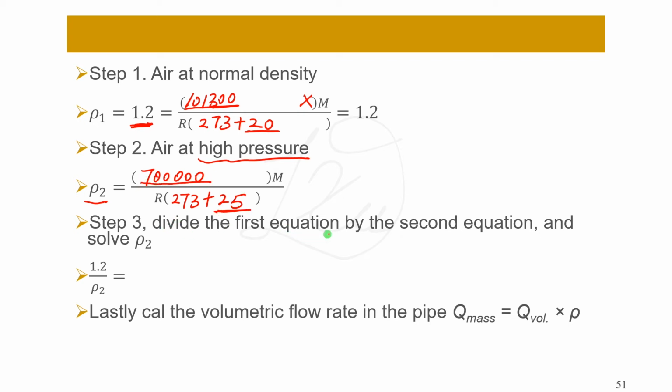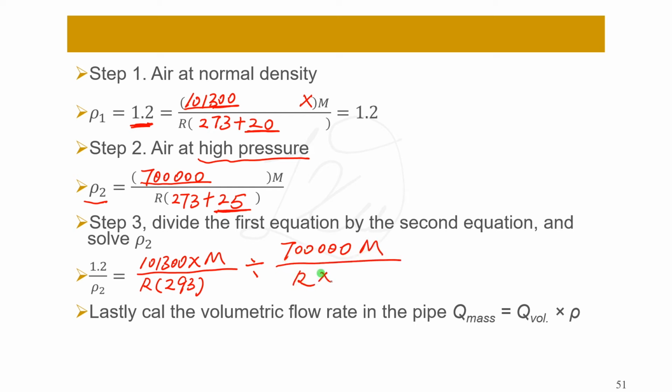Now we can divide the first equation by the second equation. So 1.2 divided by rho 2 equals 101,300 times M divided by R, times 293, divided by 700,000 times M divided by R, times 298. M cancels out, R cancels out, so we can solve for rho 2. It is 8.15 kilogram per cubic meter.